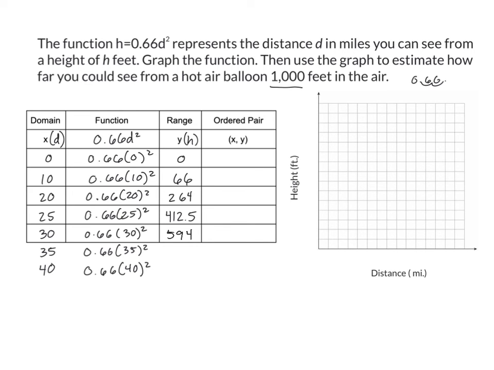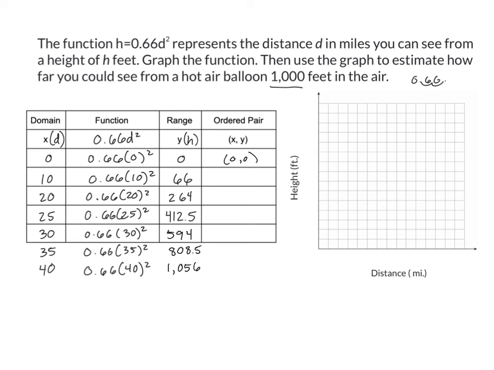Okay, now let's do the next. 35 times 35 is 1,225 multiplied by 0.66, which is 808.5. And then the last one, so we have 40 squared, which is 40 times 40, which is 1,600 multiplied by 0.66 is 1,056. So let's write our ordered pairs.